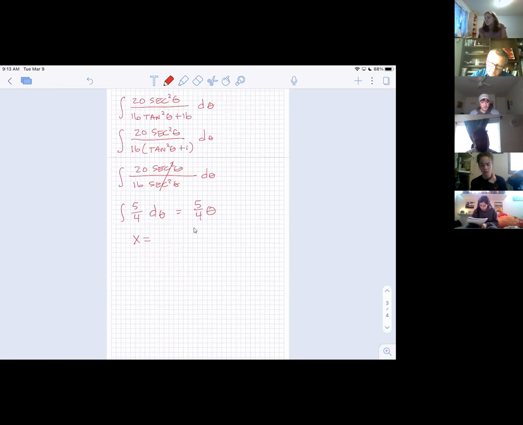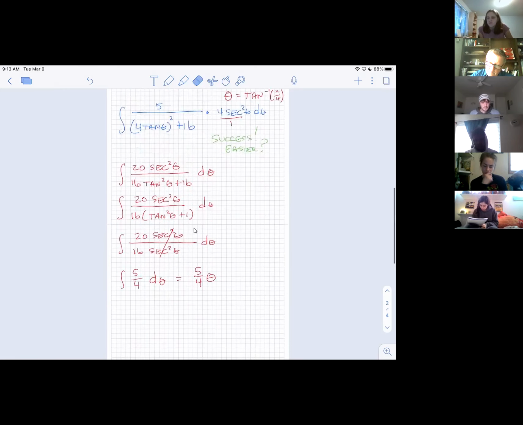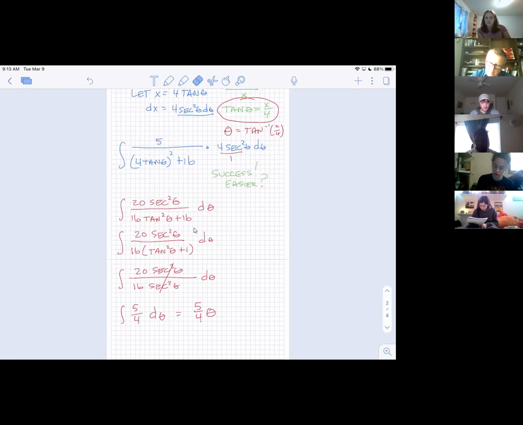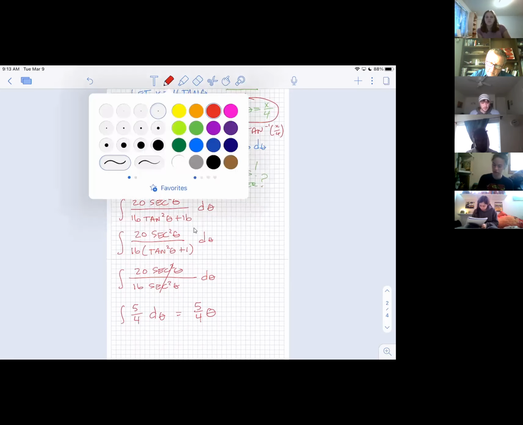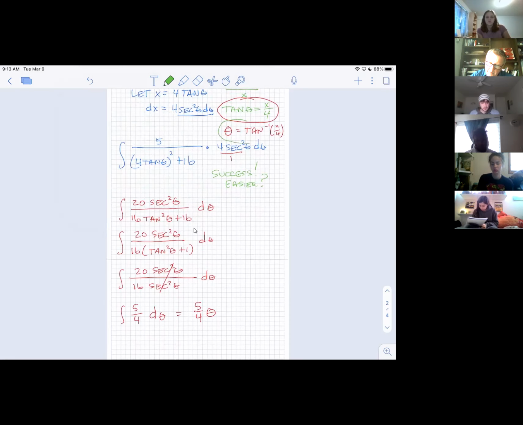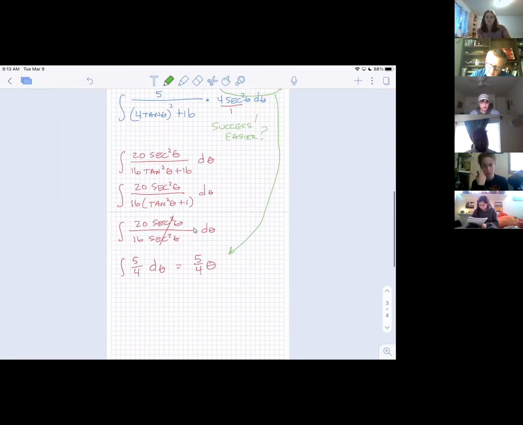So, just so that it looks reasonable in the notes, the answer is 5/4 inverse tangent of x over 4 plus c.